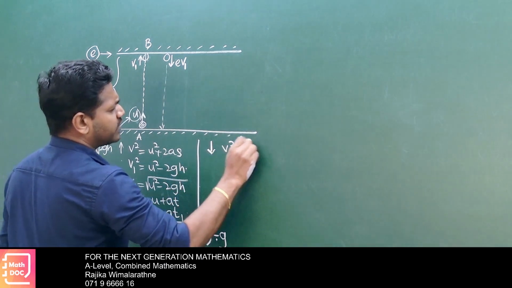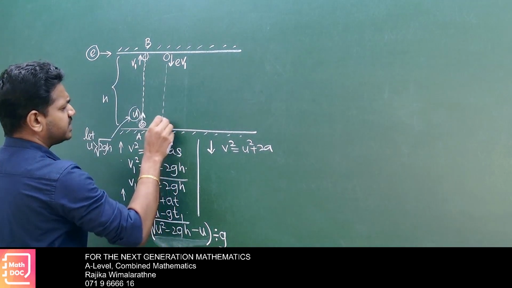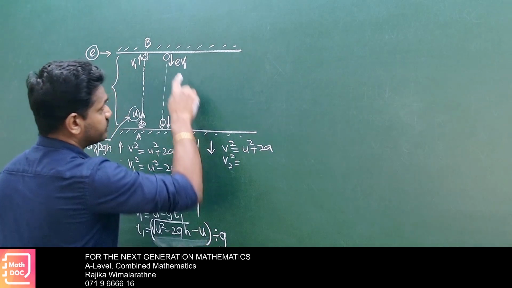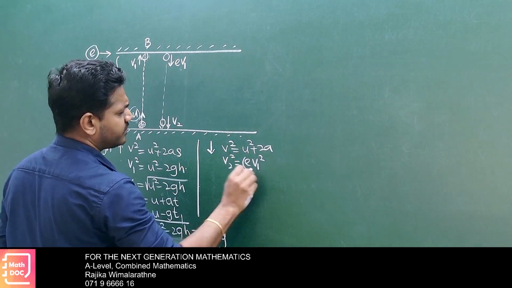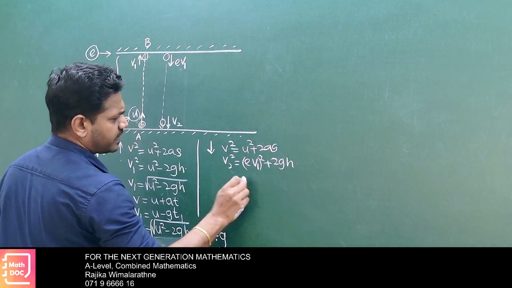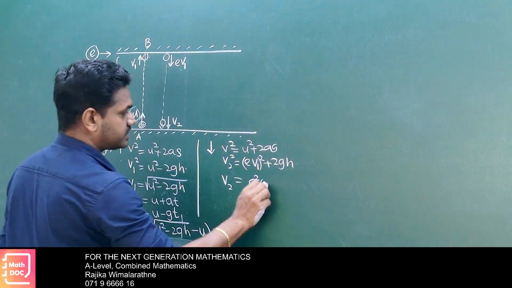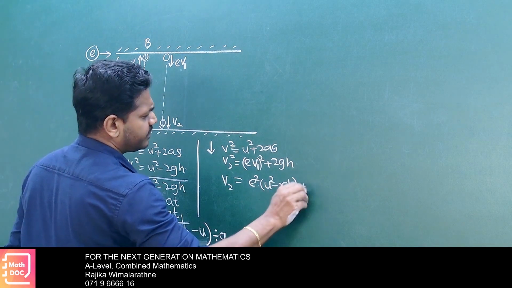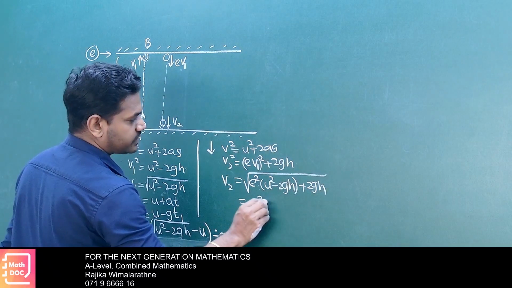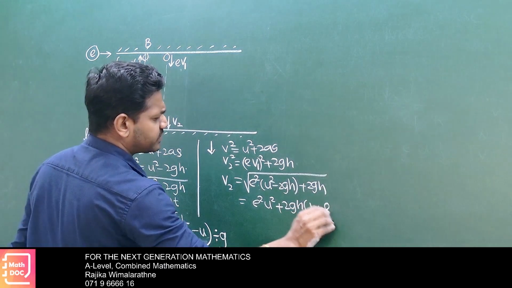v squared equals u squared plus 2as, for the further collision, further motion. Then take here velocity v2. Then v2 squared equals e squared v1 squared plus 2gh. Then v2 equals the root of e squared times v1 squared, where v1 squared is u squared minus 2gh, plus 2gh. Now its velocity: e squared u squared plus 2gh times (1 minus e squared).